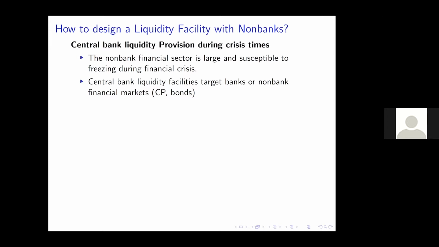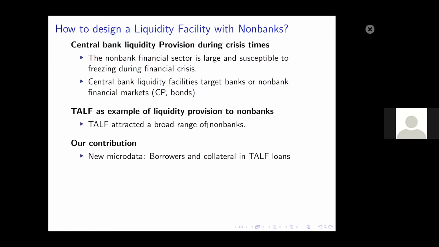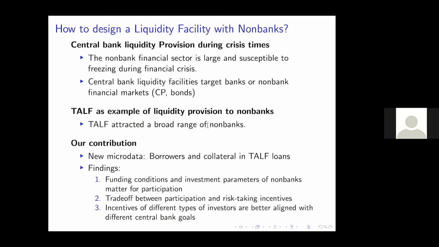During the crisis, facilities often target banks or financial markets. And again, TALF is the big exception from the rule, targeting a market with a large set of counterparties. So our contribution here is that we have new microdata. We are going to use the borrowers and all the collateral that was used for TALF loans. And we're going to show you that the funding conditions and the investment parameters of the non-banks matter for participation. So over the lifetime of the TALF loan, we will see different types of institutions coming in and out, depending on how funding evolved and what the investment parameters of the non-banks are.